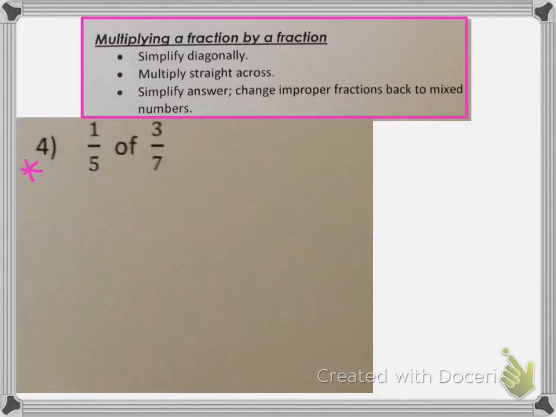For this problem, I want you to do this on your own, and we're going to check in class. However, I am going to help you set it up. Remember that "of" means to multiply. So this problem is 1/5 times 3/7. Go through the steps that are outlined in the pink box. Make sure that you are doing everything step by step, not skipping anything, and then we will check this in class.